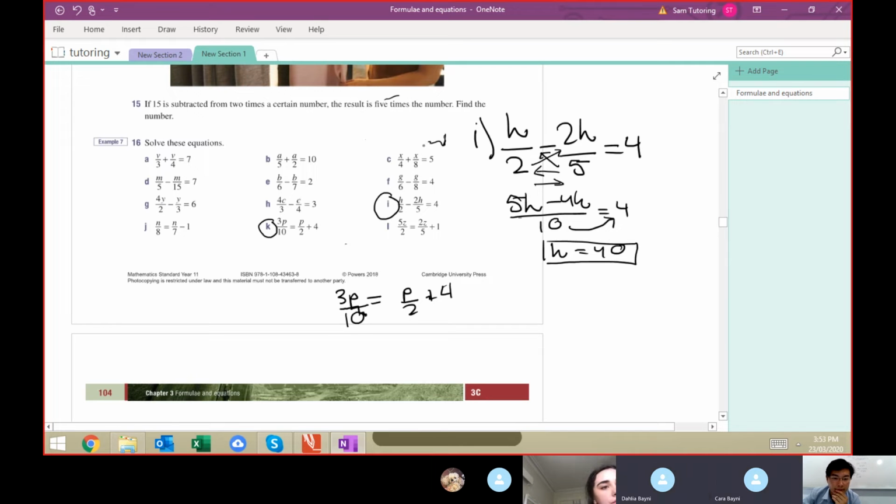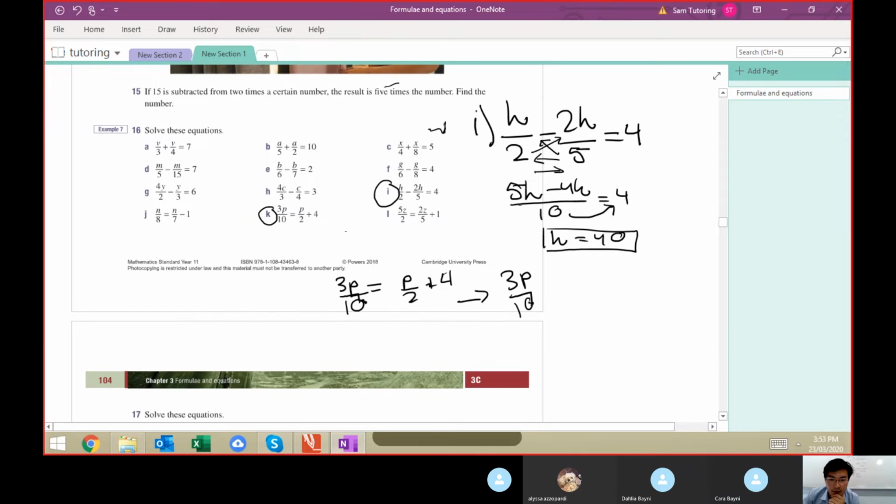Will we move the other fraction over? Yeah, let's do that. So let me just bring this down. So you move the other fraction. I presume you mean p over 2. Yeah, that's good. 3p on 2 minus p on 2 is equal to 4, right?